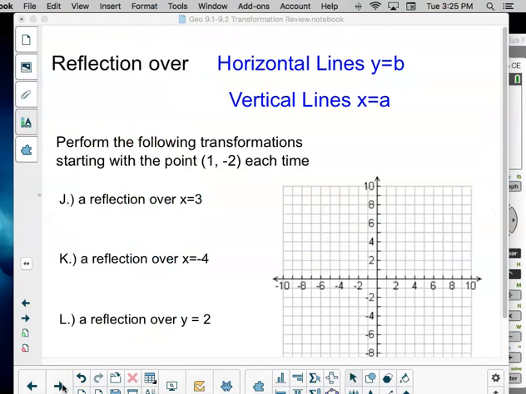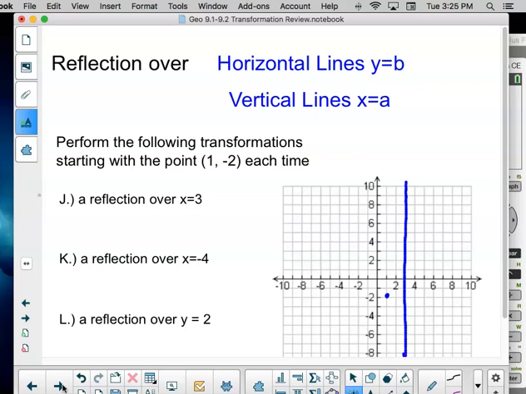Okay, horizontal line and vertical line reflection. Remember, I've got to know how to write these equations. So we're still doing that (1, -2) point, but I'm reflecting over the x equals 3 line. x equals 3 is a vertical line. x equals 3.